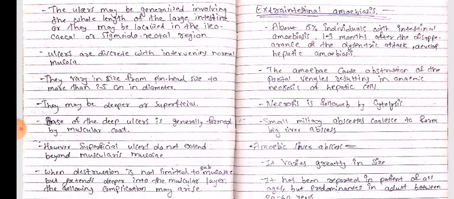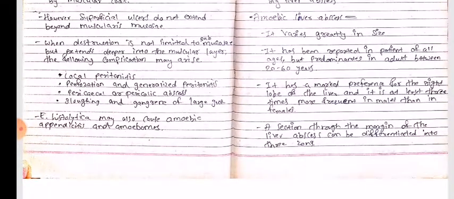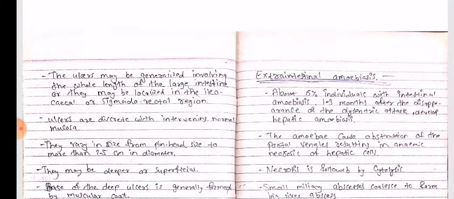They vary in size from pinhead size to more than 2 to 5 cm in diameter. They may be deeper or superficial. The base of the deep ulcers is generally formed by the muscular coat. However, superficial ulcers do not extend beyond the muscularis mucosa. When destruction is not limited to the submucosa but extends deeper into the muscular layers, the following complications may arise: local peritonitis, perforation and generalized peritonitis, pericecal or pericolic abscess, sloughing and gangrene of the large gut. Entamoeba histolytica may also cause amoebic appendicitis and amoeboma.